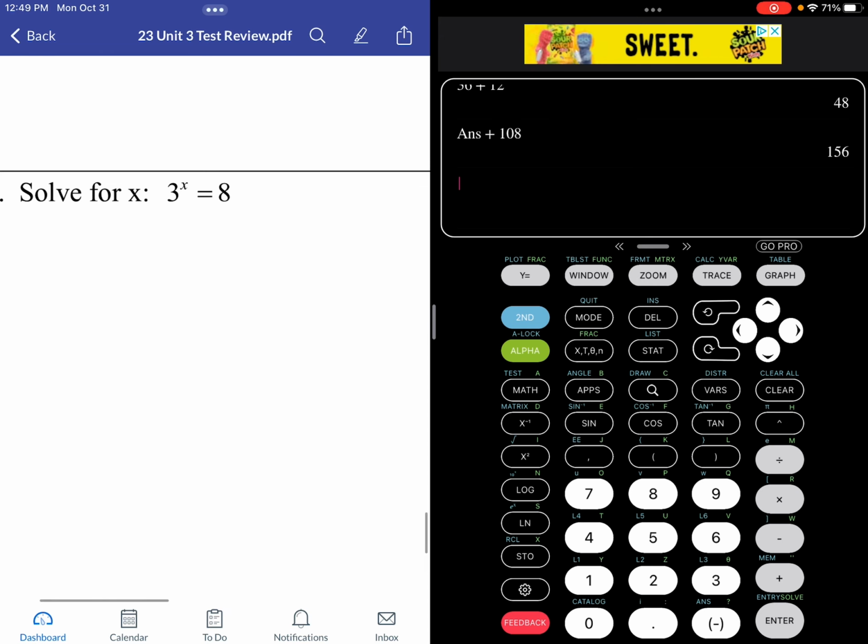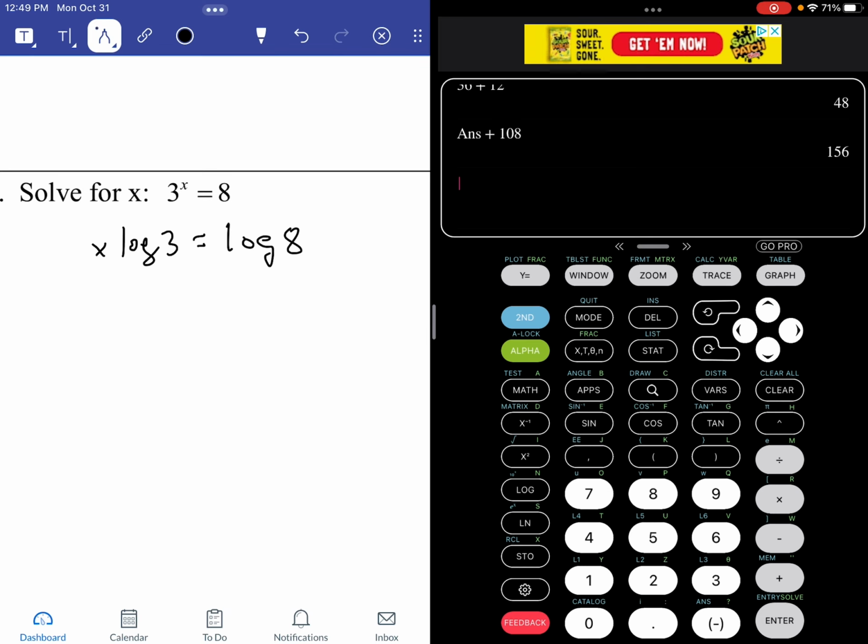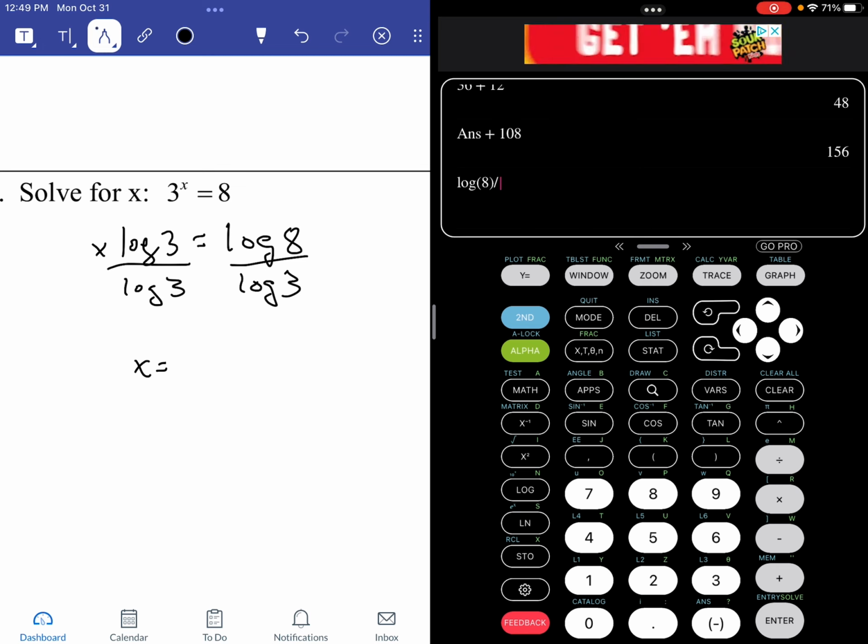So we're going to have x log of 3 equals log of 8. To solve for x, I'm going to divide both sides by log of 3. So I have x is equal to, now this you're just going to do in the calculator. So you have the log of 8. Make sure you put that in parentheses, divided by the log of 3. Close the parentheses on that again. Equals 1.89.